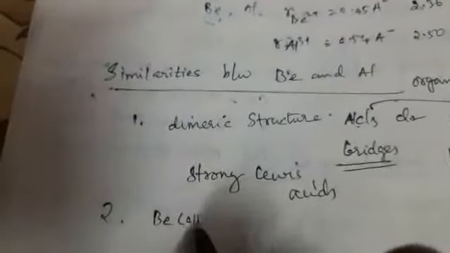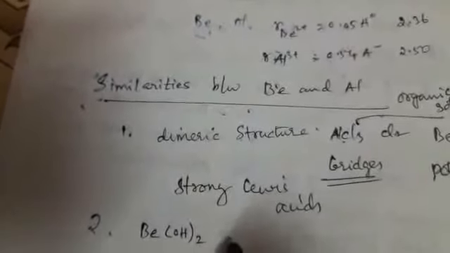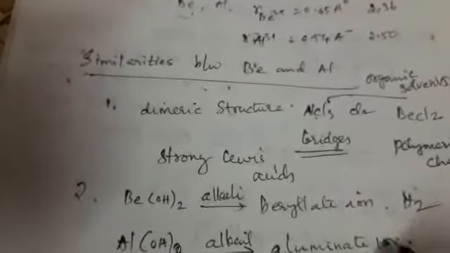Go to the second point. Beryllium hydroxide dissolved in alkalis gives the beryllate ion and hydrogen. Aluminium hydroxide dissolved in alkali, what happens? Aluminate ions will be produced.